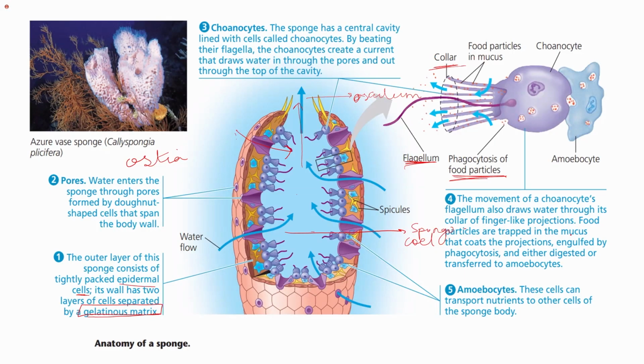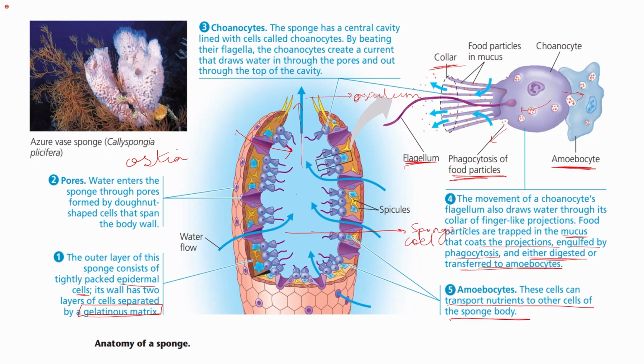The movement of the choanocyte flagellum also draws water through its collar of finger-like projections. Food particles are then trapped in the mucus that coats these projections and engulfed by phagocytosis, and they are either digested or transferred to the amoebocytes. So the food is either digested and removed outside the body, or it is transferred to the amoebocytes where it is stored. These amoebocytes are cells that can transport the nutrients to other cells of the sponge body.